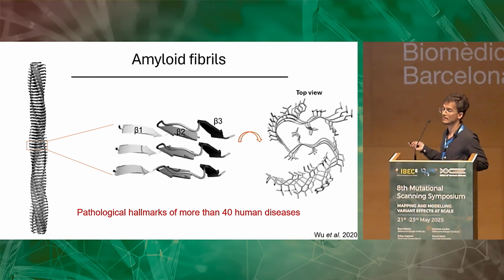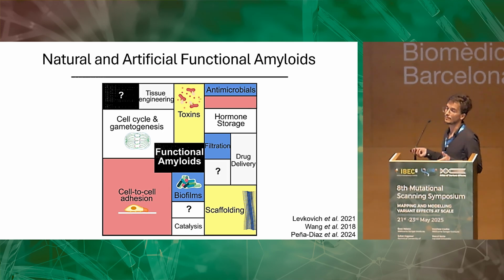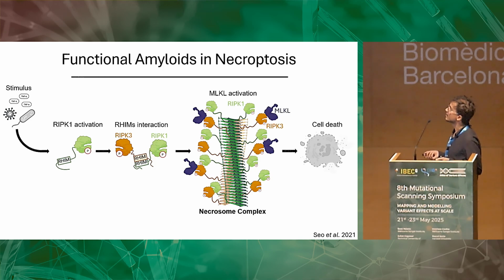However, something puzzling about this structure is that it can also be functional. Actually, in nature, we have many examples of functional amyloids that play many different roles. And in the last years, artificial amyloids have been developed to fulfill different functions in the industry. Despite the advances in this field, there are still a lot of open questions, and one of them is the role of functional amyloids in necroptosis.